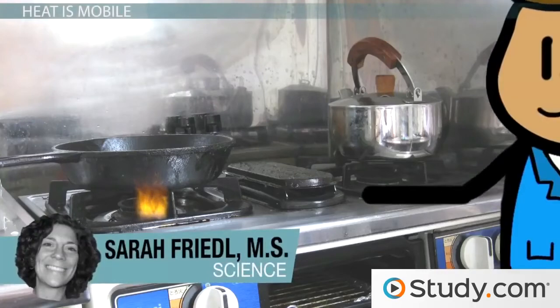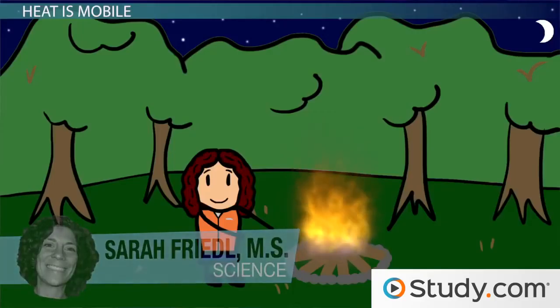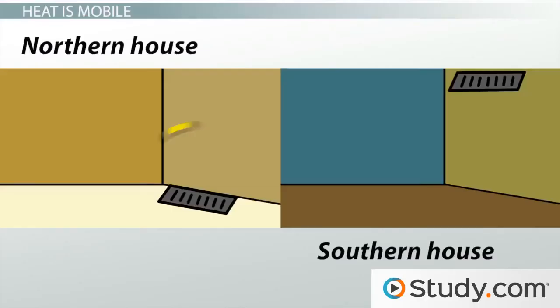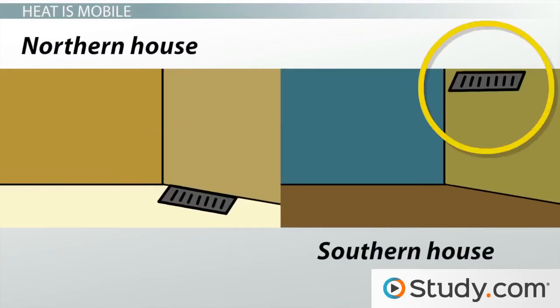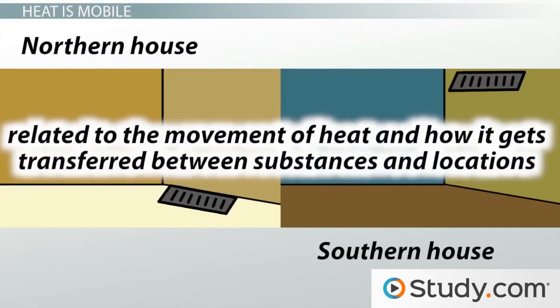Have you ever touched a hot pan and burned yourself? How about warmed yourself in front of a nice campfire on a cold night? Ever notice that most of the time, air vents in houses in the north are on the floor, while in the south they're on the ceiling? These are all related to the movement of heat and how it gets transferred between substances and locations.